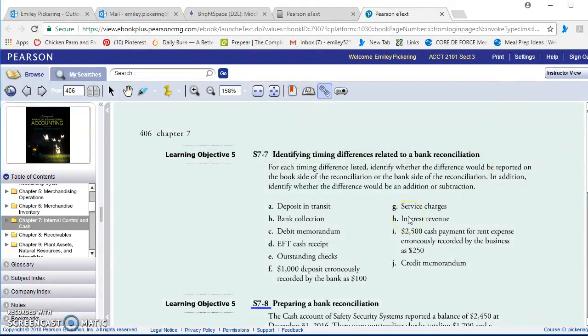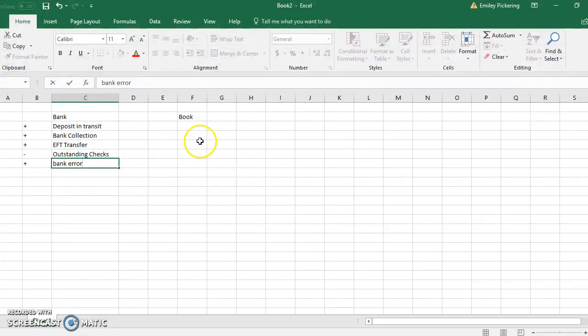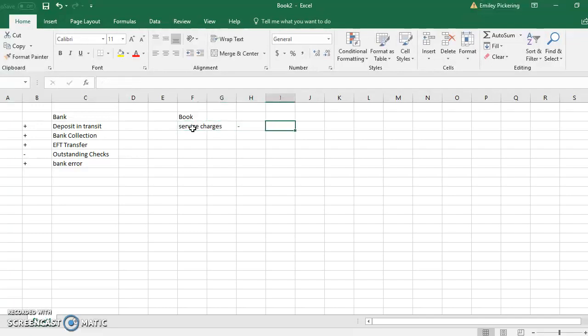Service charges. Service charges are bank fees that the bank charges. Now, for the sake of this chapter, or even for the book, these are charges that you don't know about until you get the bank statement. Obviously, if you have online banking or anything like that, you will probably realize that in real life. But for the sake of this chapter, you don't know that until you get those statements. So that's something that you are going to have to subtract on your side. And that's going to be a subtraction.